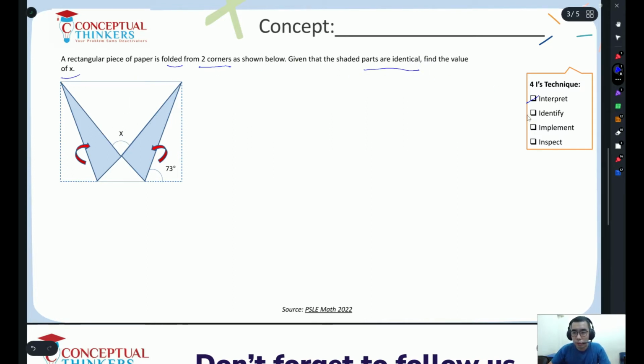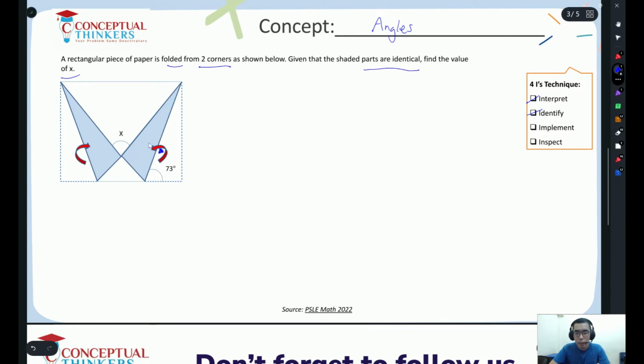Now this is pretty straightforward, the concept here will be angles. I did mention in my previous video that a folding question is actually a popular question to be asked in PSLE and also in top school papers. So let's start solving the question. There's one additional piece of information given by the question, which is this 73 degrees.